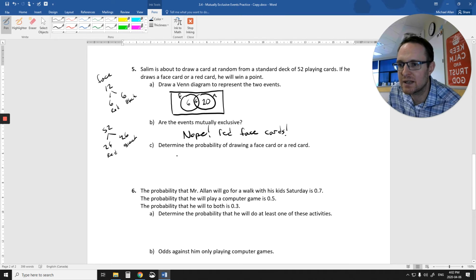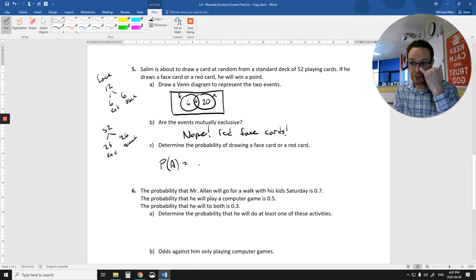What's the probability of drawing a face card or a red card? Now, because we have a Venn diagram, that makes this a little bit easier. I don't have to worry about subtracting. If you wanted to, you can use the formula where you go with the total number plus the total number each minus what they have in common. So you can do that if you want to, which I just did, I guess. So 12 plus 26 minus 6, so that's 32 divided by 52.